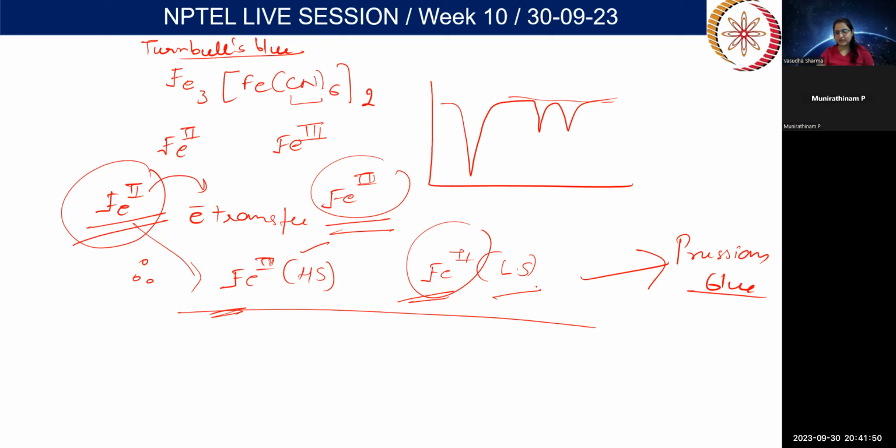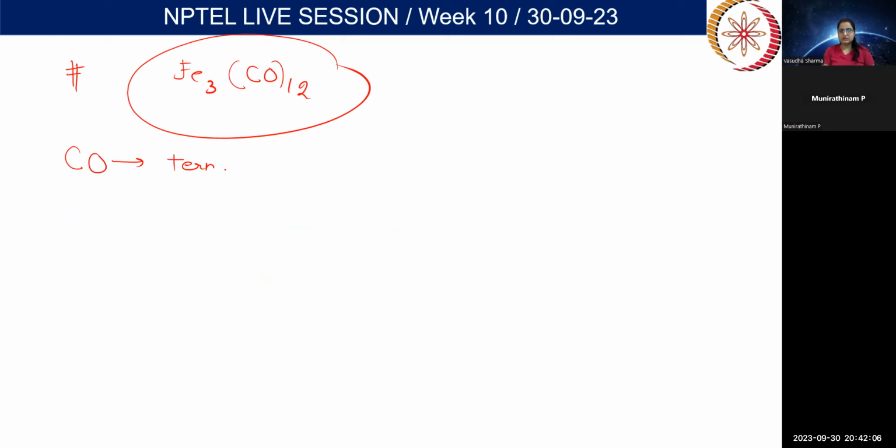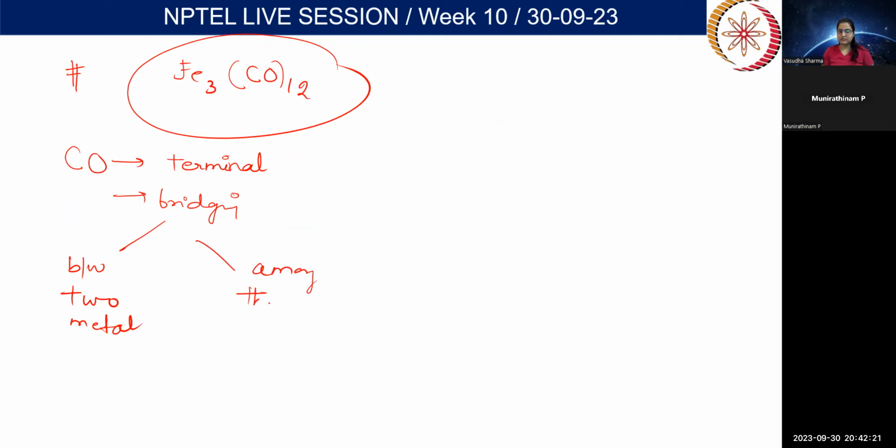So the next example that we are having is if we have this kind of complex where we don't know what kind of geometry it is going to take. We already know that carbonyl can bind as a terminal carbonyl or it can bind as a bridging carbonyl. Bridging could be between two metal centers, or it can be among three metal centers, where its electronic contribution remains the same. That is, it involves two electron contribution.